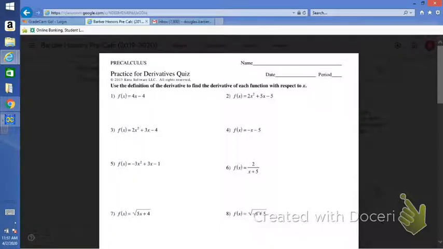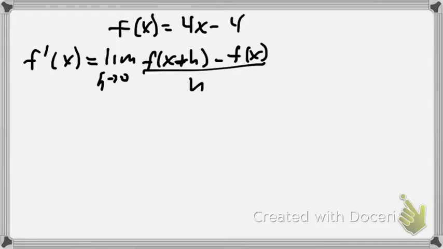Alright, so number 1 is f of x equals 4x minus 4. First step is to write down the definition. And then since we're finding the derivative function, there's no point to plug in, there's no number to plug in for x. So we immediately take the x plus h, and the x plus h is what we're going to be plugging in for x.